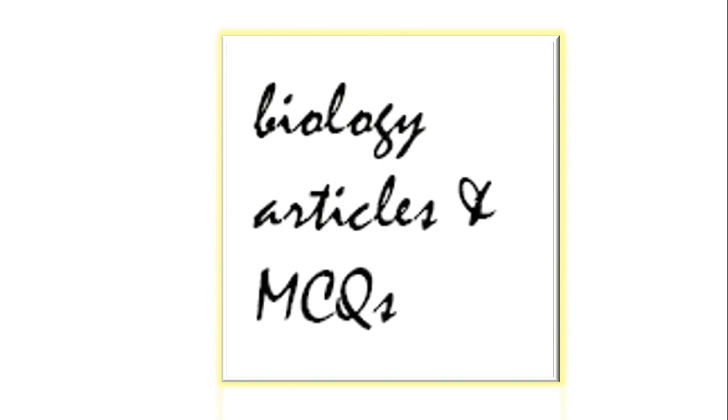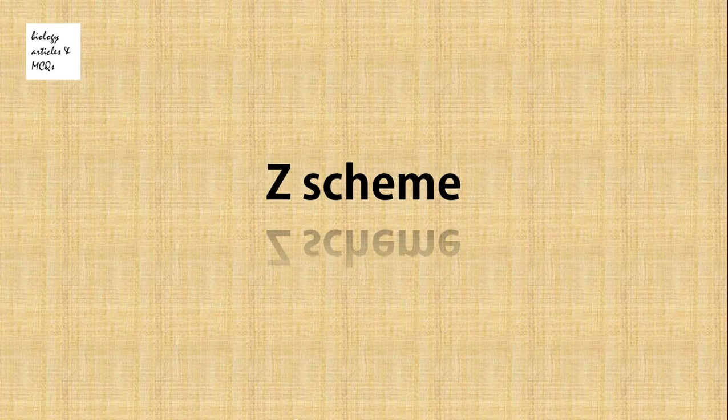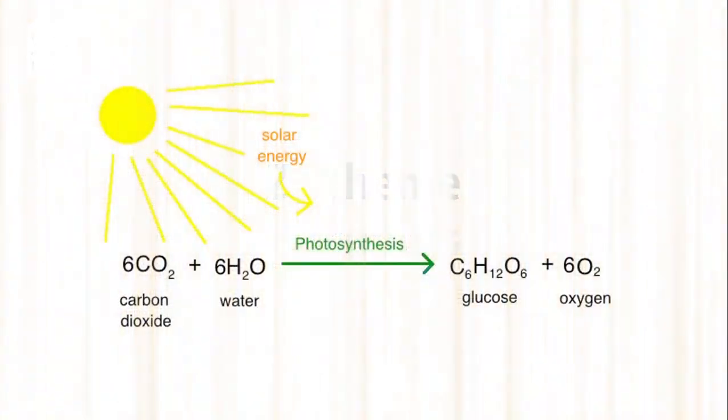Guys, our today's topic of discussion is the Z scheme. If we study the process of photosynthesis, then it is very important to study the Z scheme first of all, because here is shown the simple equation of photosynthesis: carbon dioxide and water react in the presence of sunlight and chlorophyll and form glucose and oxygen. But it is not that simple. To study the detailed process of photosynthesis, we have to study the Z scheme.